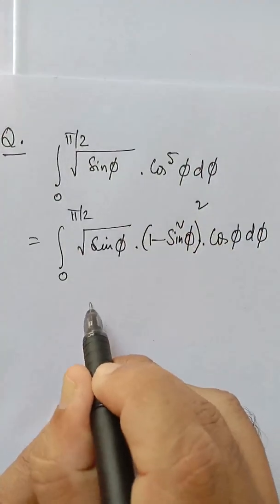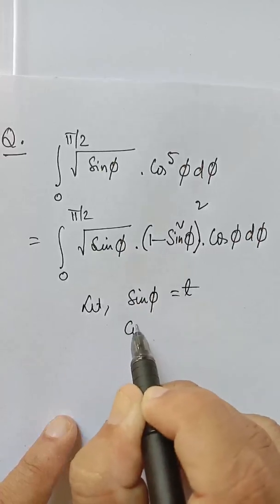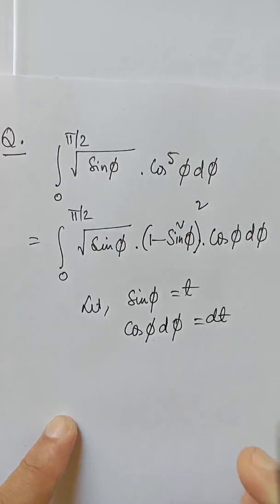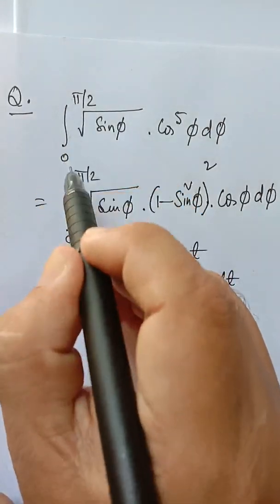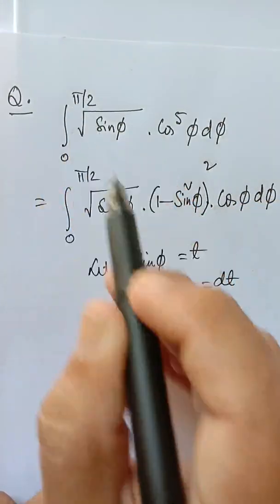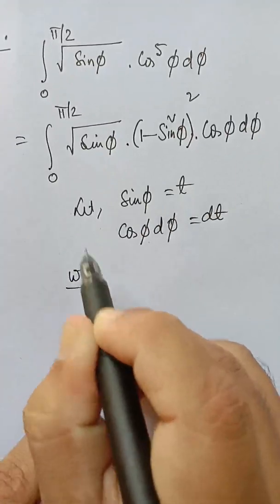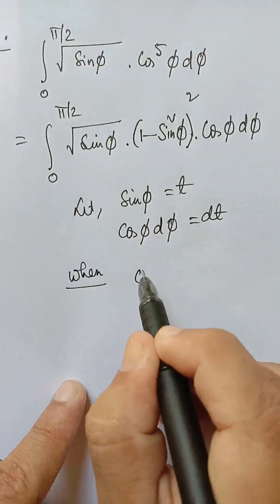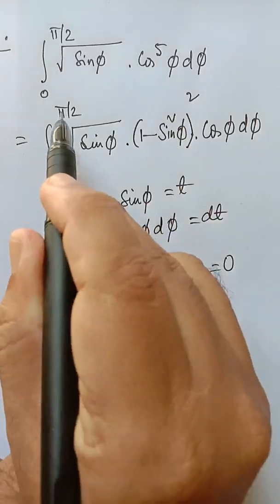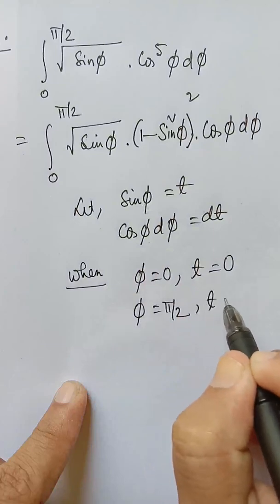Now we will put sin phi equal to t. Derivative will be cos phi, which is here, cos phi d phi equal to dt. Okay, these are the limits of phi. Here variable is phi. Phi varies from 0 to pi by 2, and now we are changing our variable from phi to t. So change the limit also. When phi equal to 0, sin 0 is 0, t equal to 0. When phi equal to pi by 2, sin pi by 2, t is equal to 1.